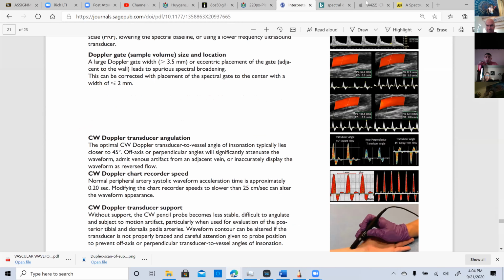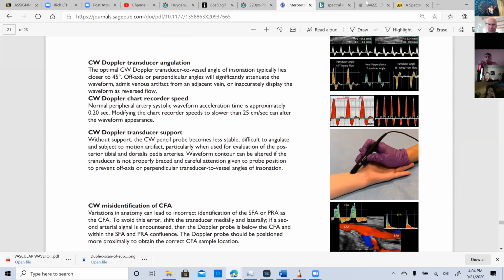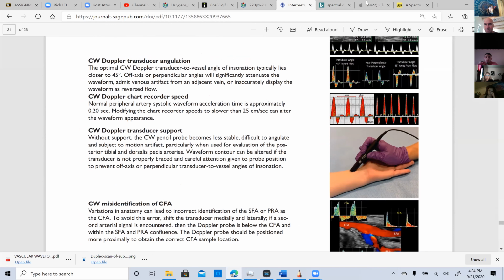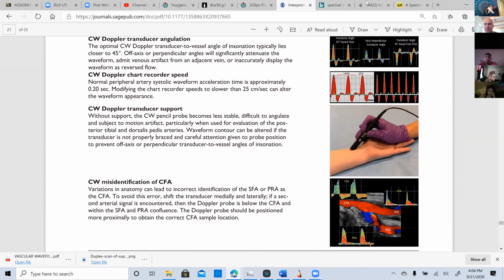Okay. Oh, and there's a little continuous wave Doppler here. In fact, those at the top of your screen are all continuous wave Doppler waveforms.